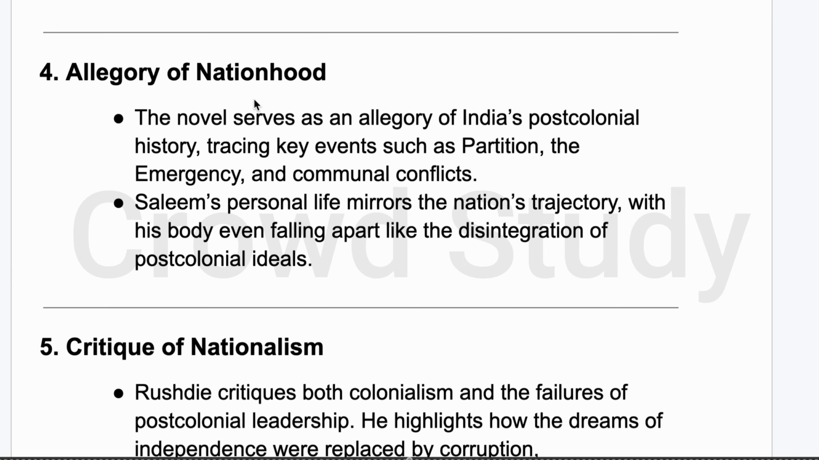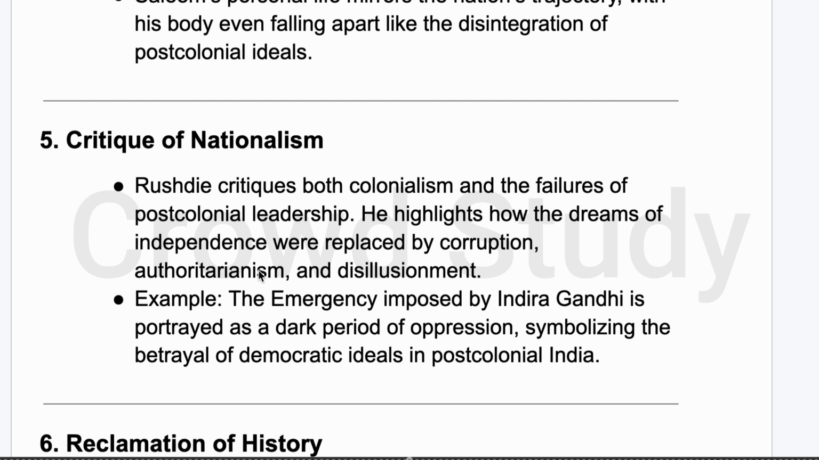Number 4. Allegory of nationhood. The novel serves as an allegory of India's post-colonial history, tracing key events such as partition, the Emergency, and communal conflicts. Saleem's personal life mirrors the nation's trajectory, with his body even falling apart like the disintegration of post-colonial ideals.